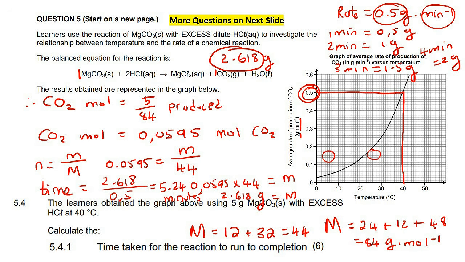5.24 minutes. Now, because of rounding off, different schools and different teachers round off at different places. So the 5.24 is not the only answer that you can get. You are allowed to get an answer anywhere between 5.238 all the way up to 5.28 minutes.